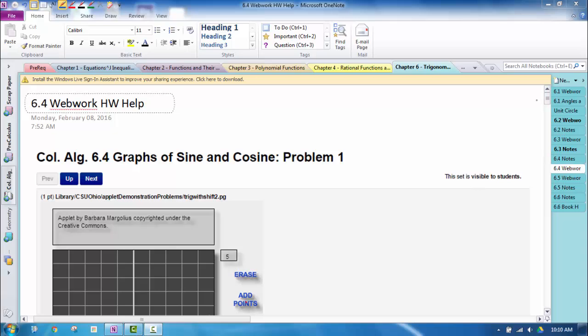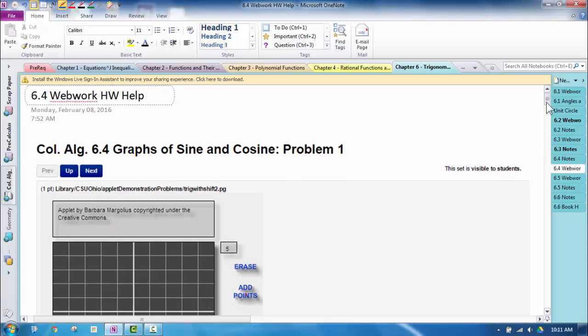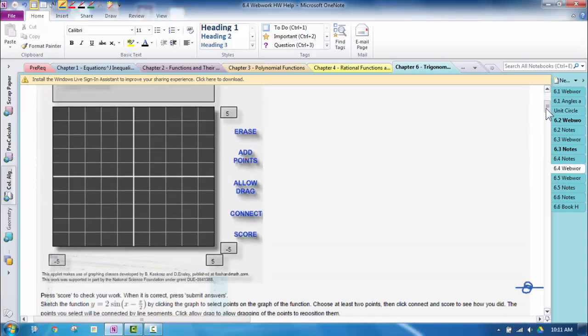Alright, the first problem on 6.4 homework help is one where we haven't done one like this before. We have to graph this function. The function that they give us is y equals 2 sine of x minus pi over 2.